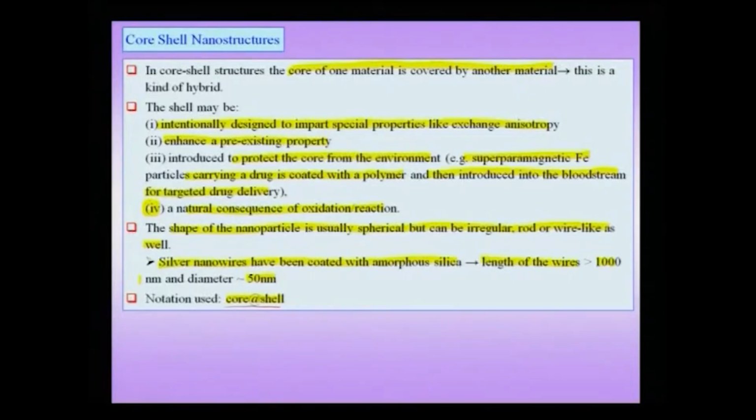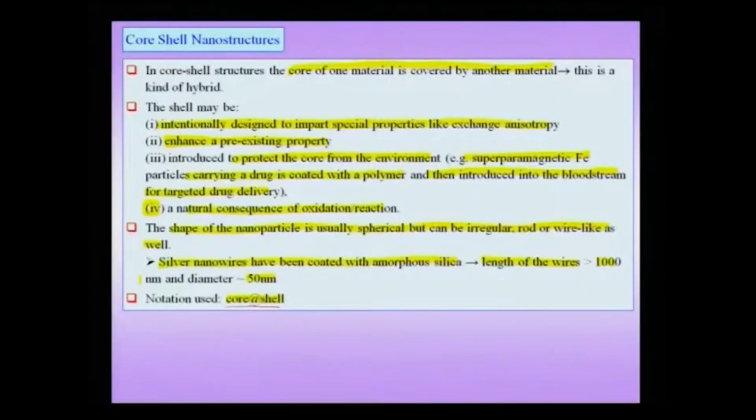Like for instance, it could have something like an exchange anisotropy in magnetic particles. You could enhance a pre-existing property, and we will take up examples of fluorescence, etc. That means the core itself has this property, but by putting a shell around it, this property is enhanced. And more often than not we introduce the shell to protect the core from the environment, and one nice example of this we saw was the use of a nanoparticle like an iron superparamagnetic iron, which is used for targeted drug delivery.